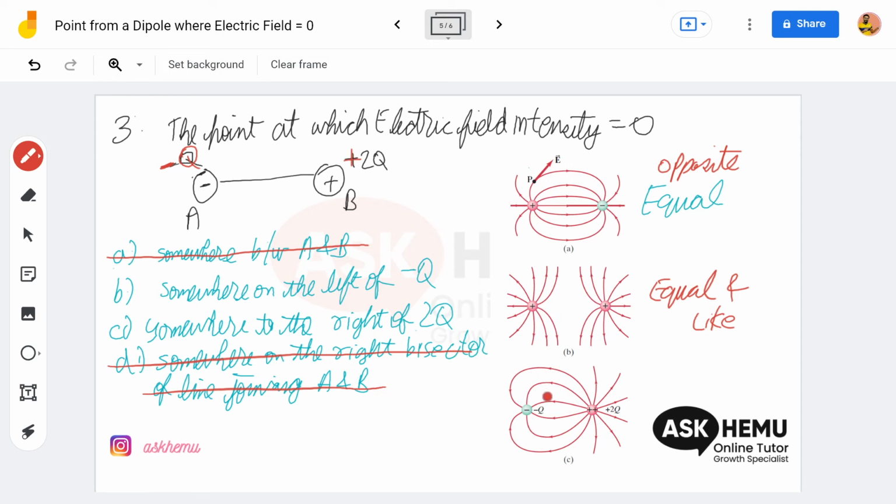So in that case, the most logical place for the electric field intensity to be 0 is somewhere on the left of minus q. So somewhere to the left of minus q is the most logical place where you can have electric field intensity equal to 0. Again, just reiterating the fact that this is a purely conceptual problem, and you just need to solve questions coming in this line of thought, based on the logic of how the field lines are drawn for a system of charges.